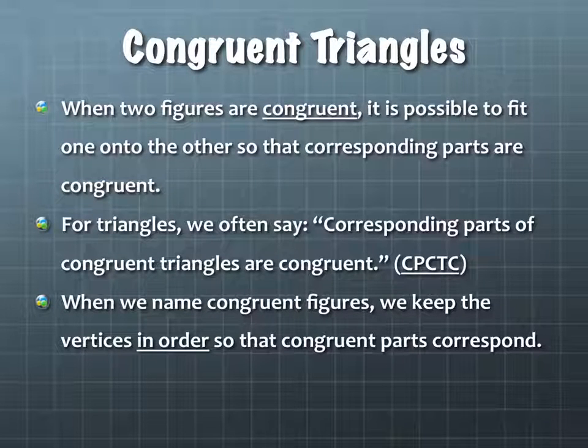When we name congruent figures, we keep the vertices in order so that congruent parts correspond. So if angle A corresponds to angle X, then they need to be in the same location when we write them down. If angle Y corresponds to angle Z, they need to be in the same location when we write them down, and so forth. So in order for triangles to be congruent, they have to have three congruent sides, not congruent to each other, but congruent to the other triangle, and three sets of congruent angles between them.